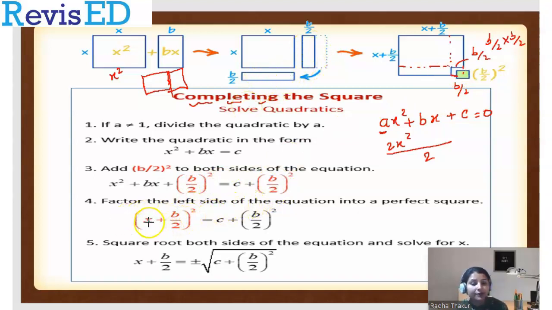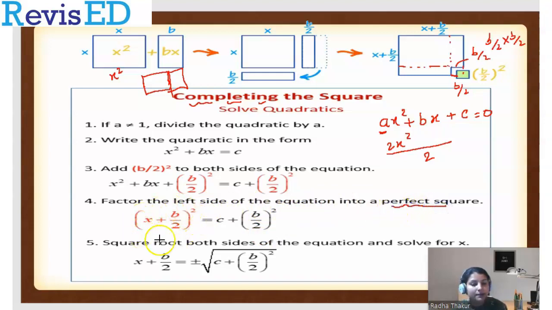At last, we factor the left side. It becomes (a plus b) whole square, using the formula (a plus b) whole square equals a square plus b square plus 2ab. So the left side becomes (x plus b by 2) whole square, and the right hand side becomes c plus (b by 2) whole square. So the left side of the equation is factored into a perfect square.